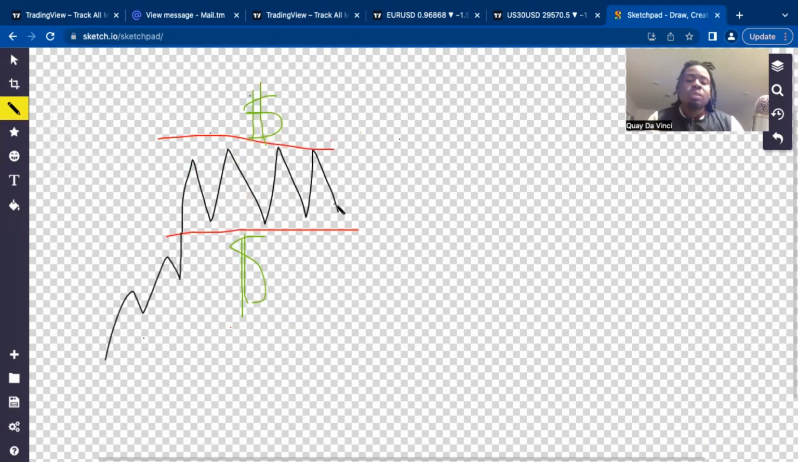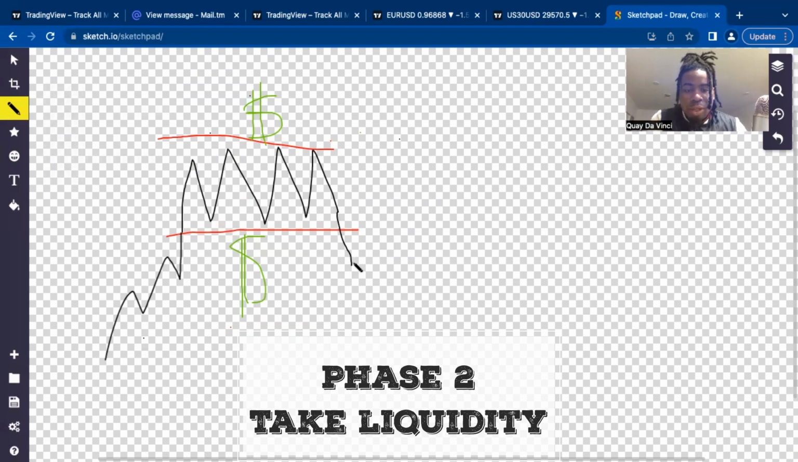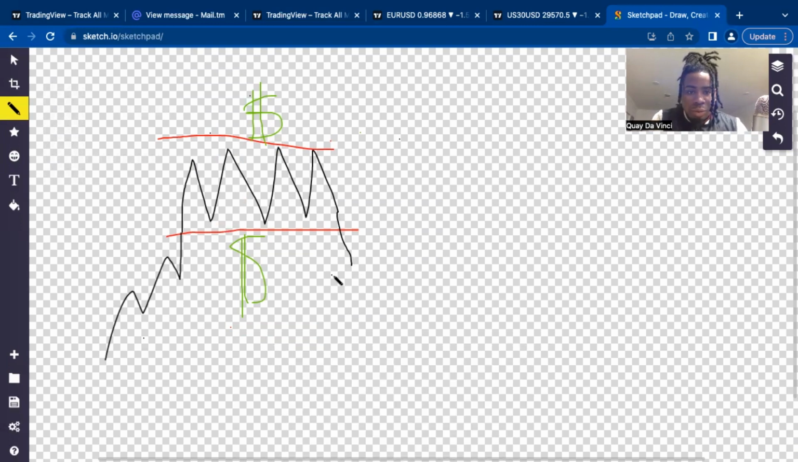So second phase. Phase 2. Take liquidity. So everybody who has stop losses under here, they gone. Phase 3. When they took the liquidity, they filled all their buy orders by taking out sell stops.